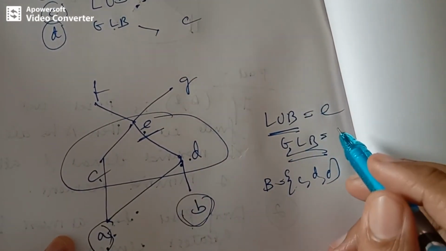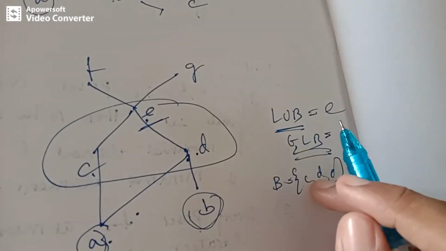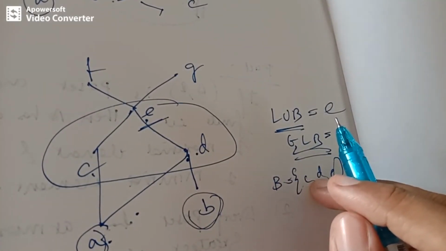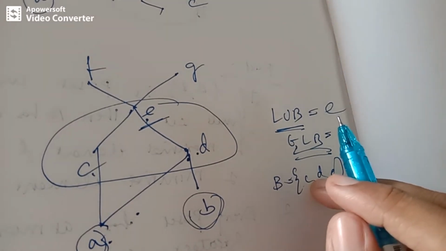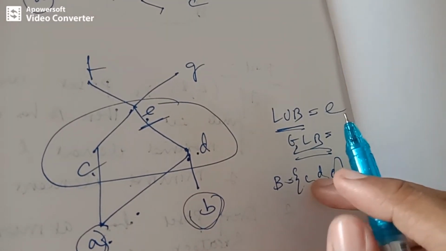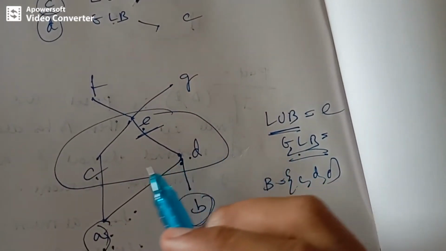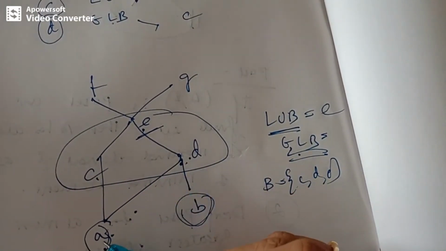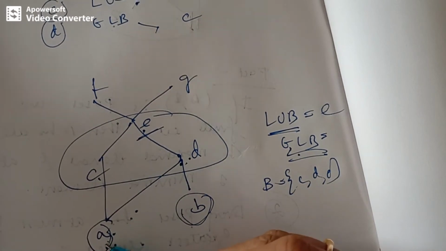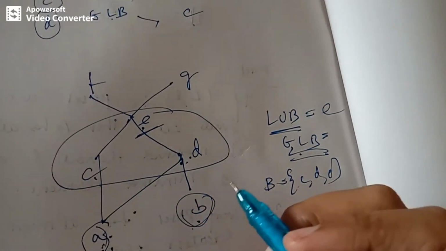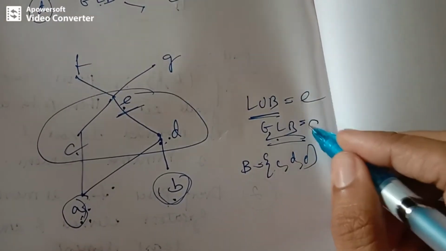Okay, so according to the definition, you must know that we should select such an element so that that element is related to, or it is related by other elements to, that particular element. So that is the definition of greatest lower bound. You can observe that C and D are related to that element, and we are choosing that element to be the greatest lower bound, whereas we cannot consider B because B is not related to C. Okay, the greatest lower bound is A.